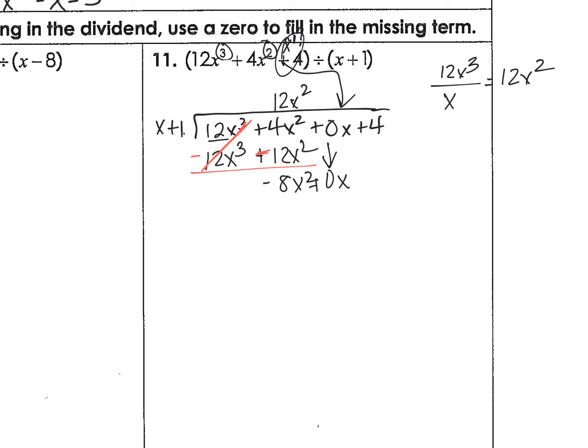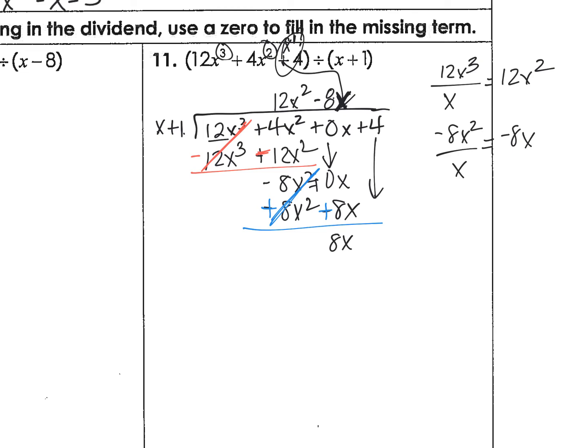Now we go again. Negative 8x squared divided by x is negative 8x. That goes here, minus 8x. See, we needed that term there. Multiplying it out, negative 8x times x is negative 8x squared. Negative 8x times 1 is minus 8x, but we're going to change signs. Negative becomes positive because we're subtracting. That goes away. 0 plus 8 is 8x, and we bring down the 4.